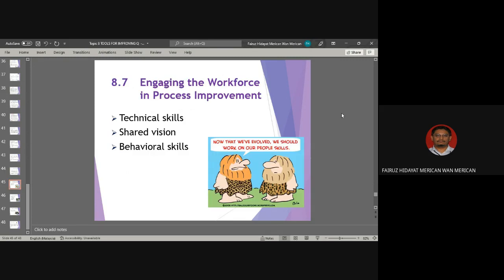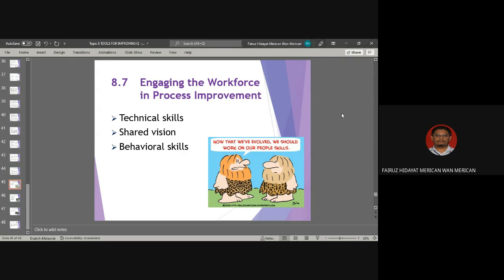Okay, and the last one is this additional point or topic from this chapter, which is engaging the workforce in process improvement. Okay, so to engage the employees in terms of improving the process, improving the quality, requires skills, especially on the part of the management. So you need technical skills, you need to have a shared vision, and behavioral skills.